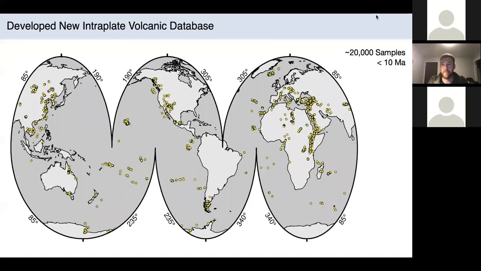So here is my database that I generated during my PhD. It's mainly basaltic or mafic samples, dated between 23 million years ago and the present day. So the start of the Neogene to the present day. But in this talk, I'm just going to be concentrating on the last 10 million years or so, which is roughly 20,000 samples, just shown in yellow here.